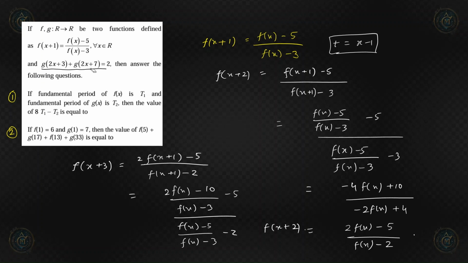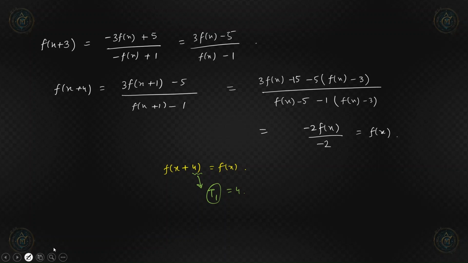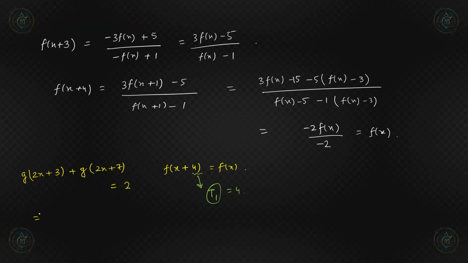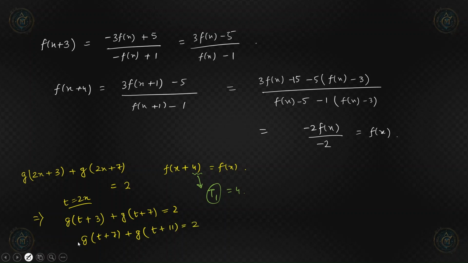7) equal to 2. Okay, so this we can write g(2x+3) plus g(2x+7) equal to 2. Okay, so if we substitute t equal to 2x, we can write this as g(t+3) plus g(t+7) equal to 2, right? And then if we shift by 4 units here, we get g(t+7) plus g(t+11) equal to 2, right? We substituted t with t+4.